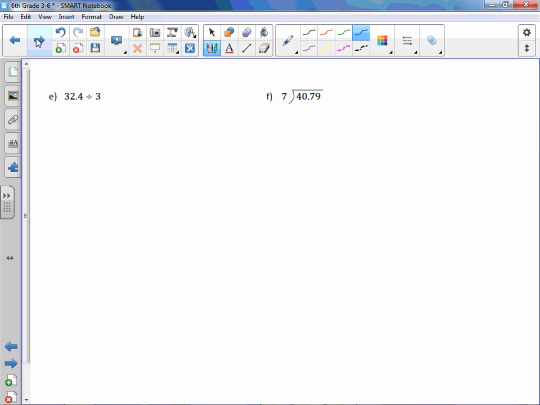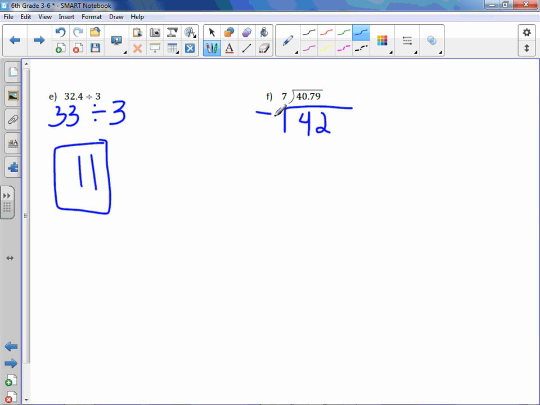Letter E, 32.4 divided by 3. 32.4 is close to 33, which is a compatible number to 3. It's also a multiple of 3. 33 divided by 3 is 11. Letter F, 40.79 divided by 7. 40.79 is closest to 42, which is a multiple of 7. And 42 divided by 7 is 6.